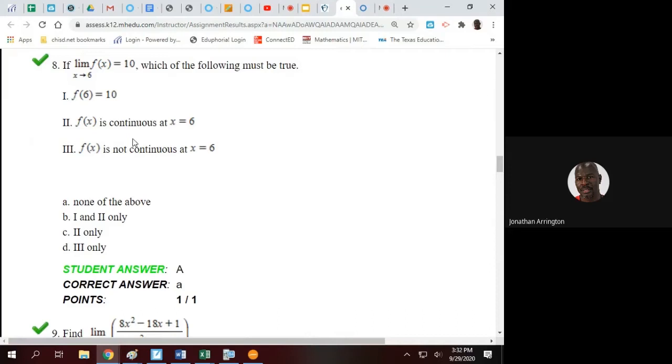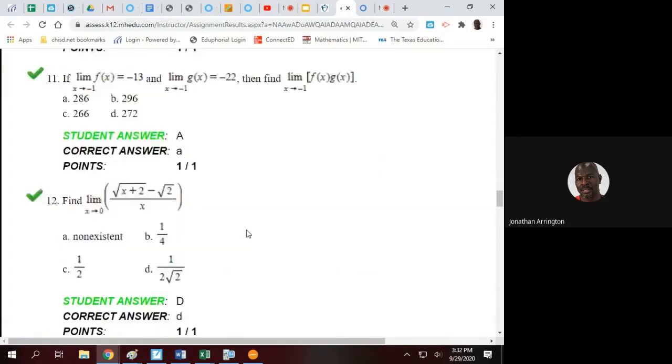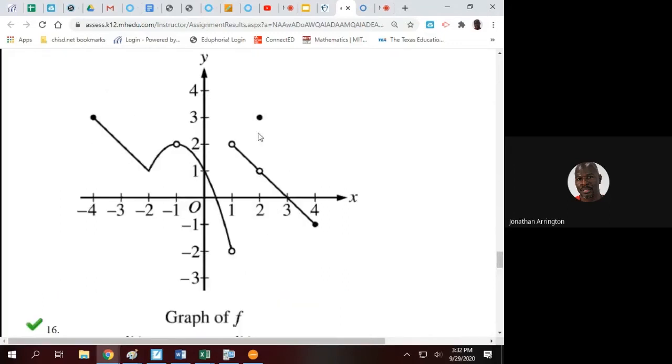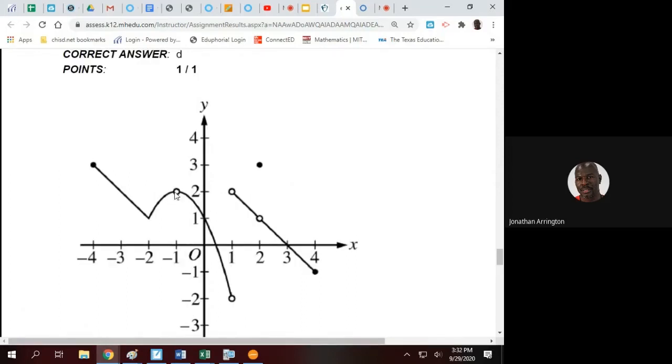Does it have to be continuous, or does it have to not be continuous? Let's go back to the graph we were just looking at. Here the limit exists. Obviously, that's not continuous. You have a removable discontinuity there. So just because a limit exists does not guarantee continuity. Again, here the limit exists. It does not guarantee continuity.